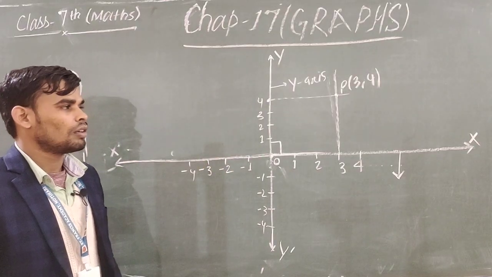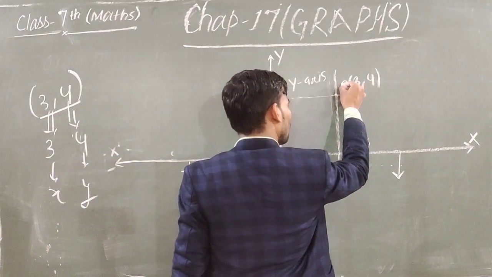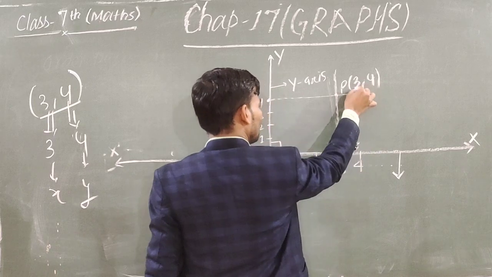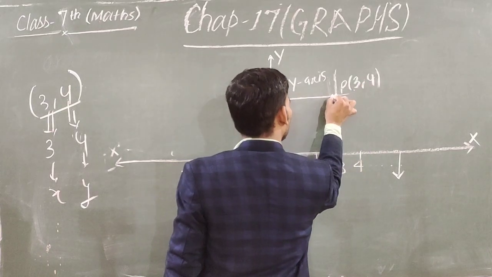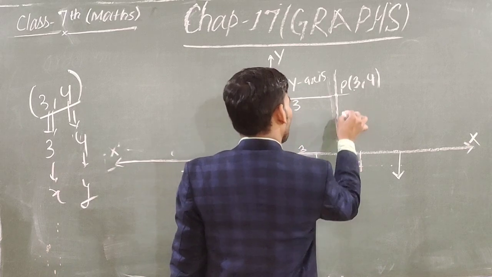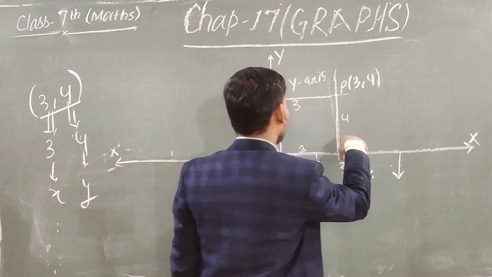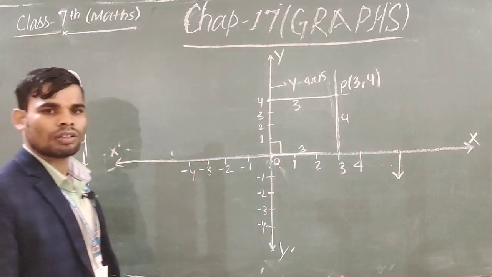Got it? Now what is this 3? This 3 is the perpendicular distance of the point from the y axis. This is 3 and this one is also 3. And this 4 is the perpendicular distance of the point from the x axis. That is, this is 4 and this one is also 4.